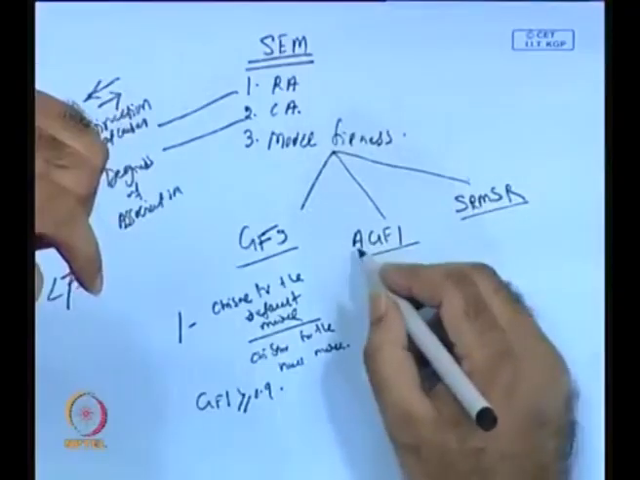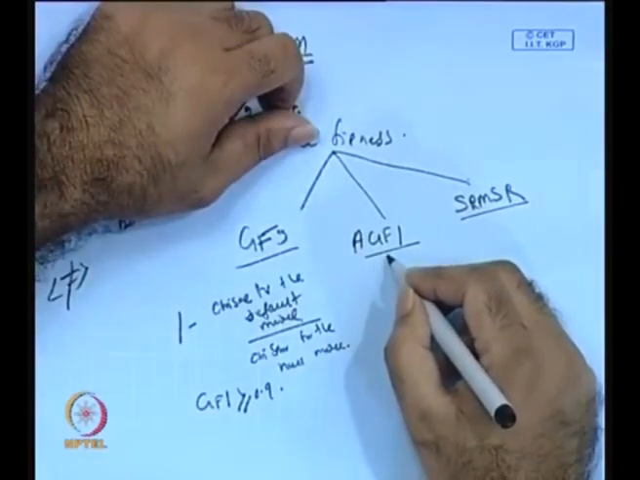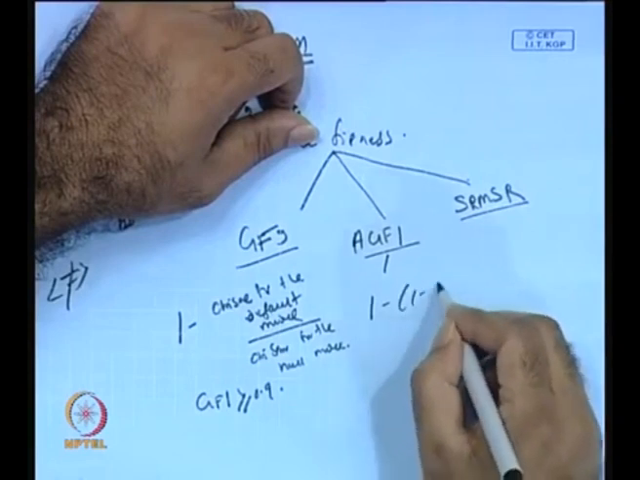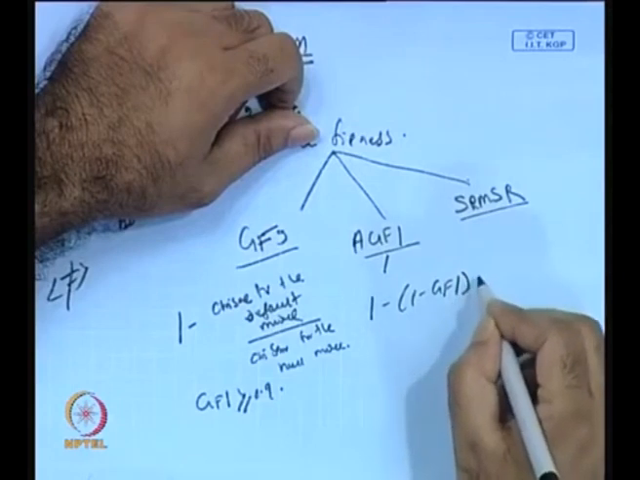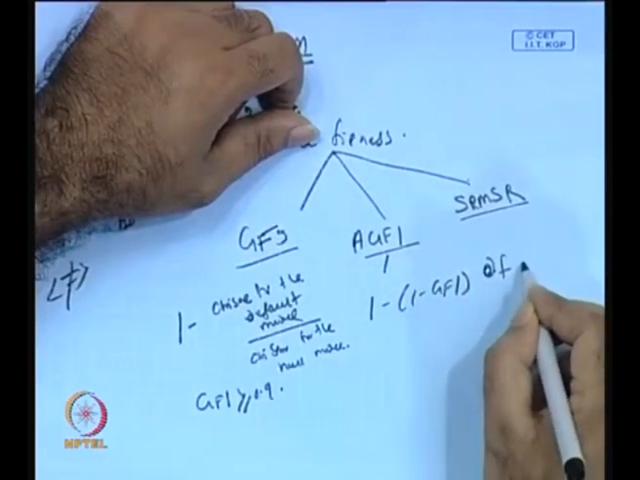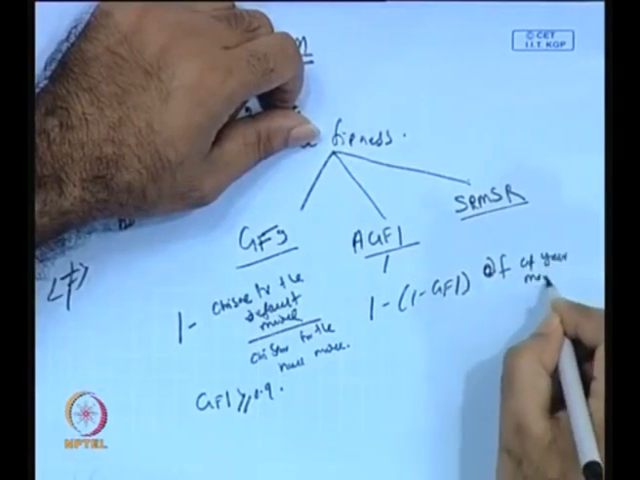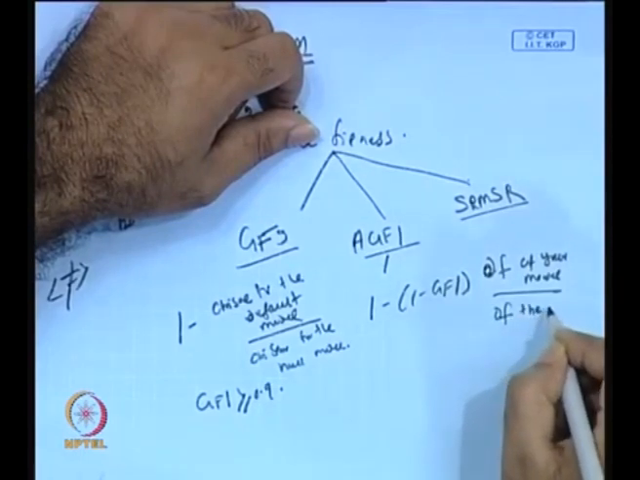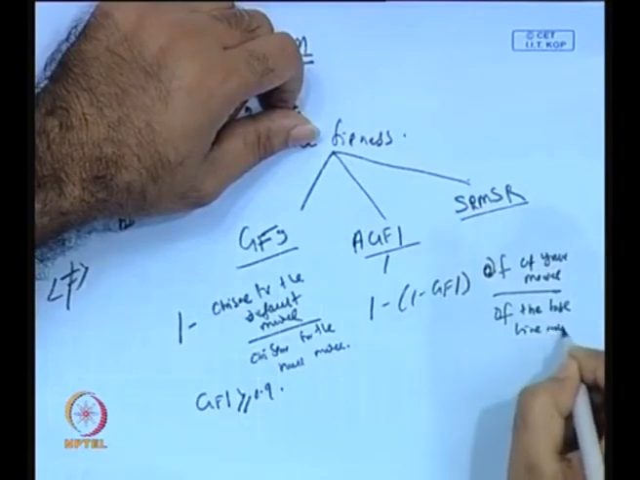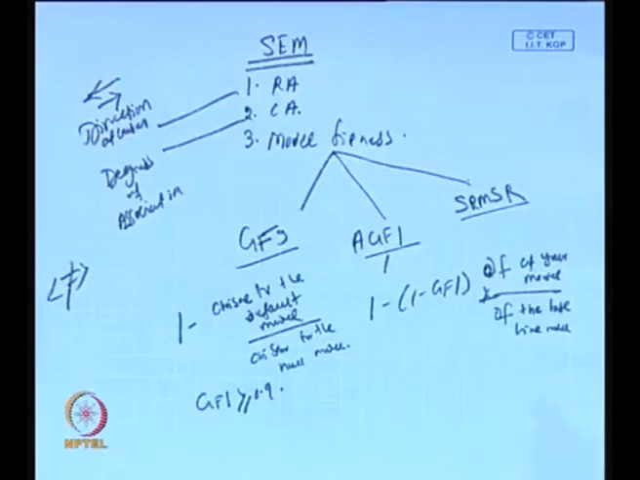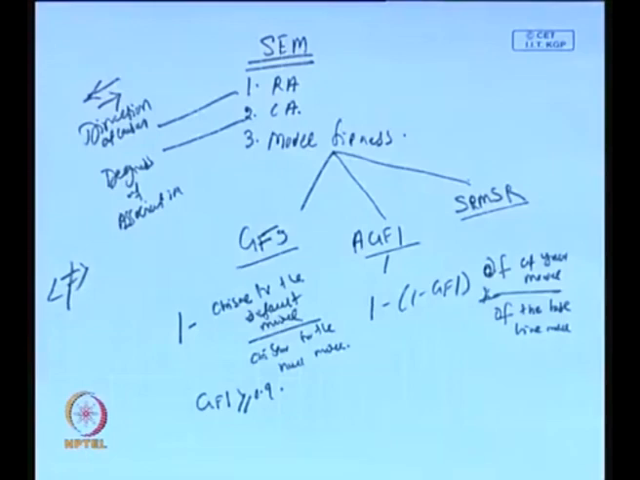Then second is the adjusted goodness of fit index, which is nothing but 1 minus GFI multiplied by the degrees of freedom of your model divided by the degrees of freedom for the baseline model. In the case of regression analysis, we use R square and adjusted R square. Adjusted R square is nothing but 1 minus R square into n minus 1 by n minus k. That means adjusted R square means we have to adjust with the degrees of freedom. Here also we are just doing the same thing. Generally, the component is the goodness of fit index, so now it has to be adjusted through proper degrees of freedom, because ultimately it is a many-variables game.